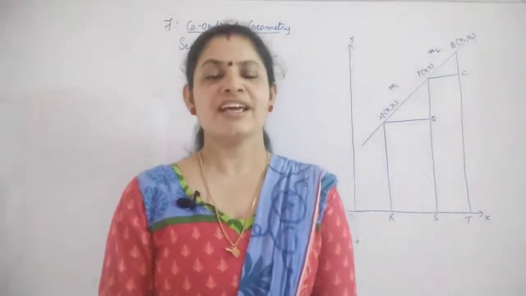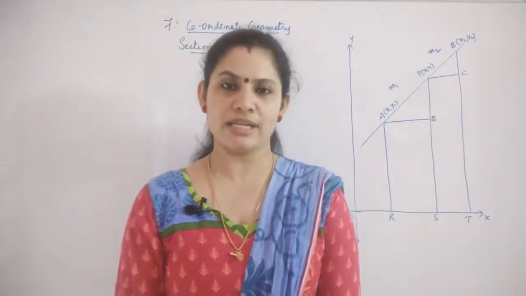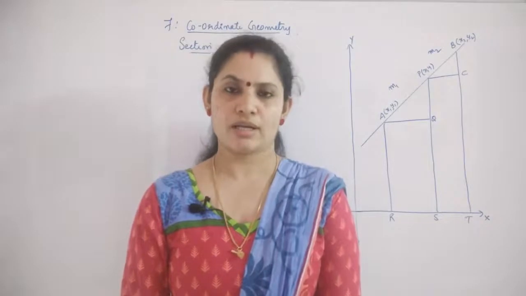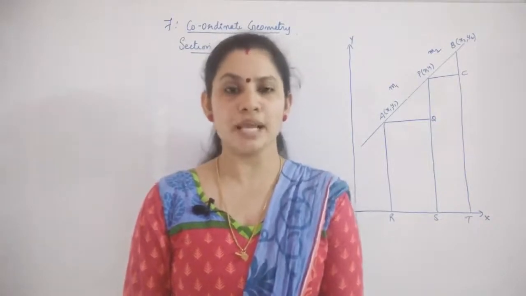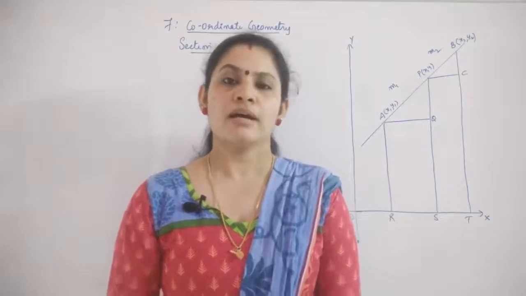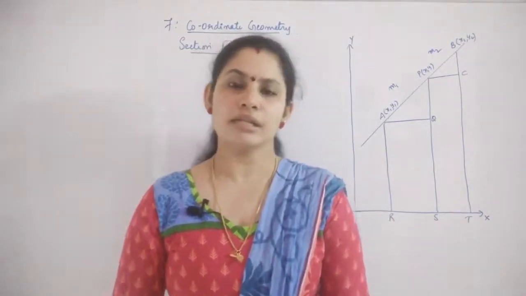Hello everyone, welcome to another session of chapter number 7, coordinate geometry. Today we will be dealing with the topic section formula, and this section formula will help you to find out the coordinate of a point which divides the line joining the two given points in a certain ratio.